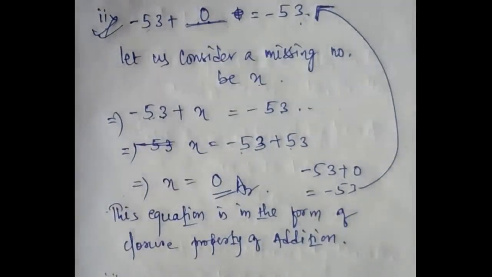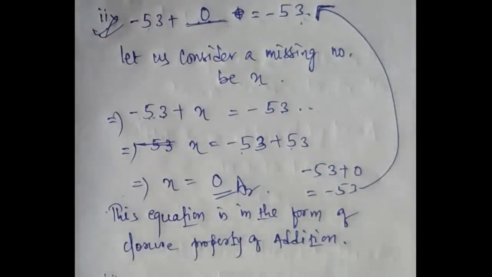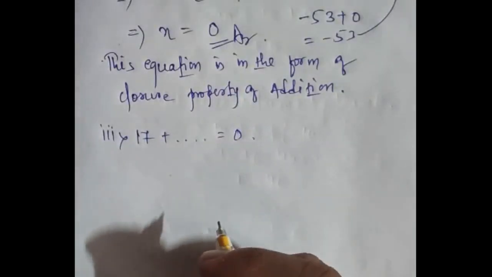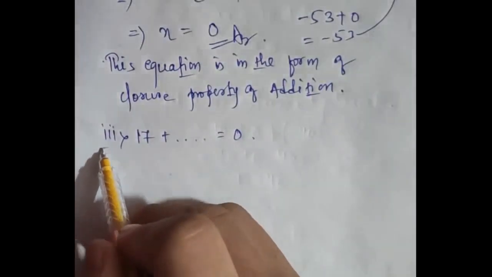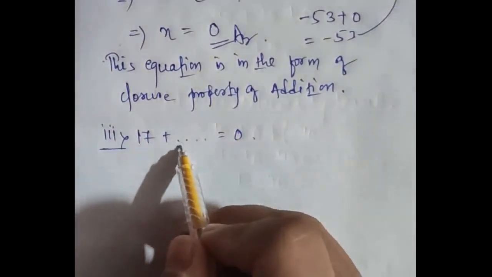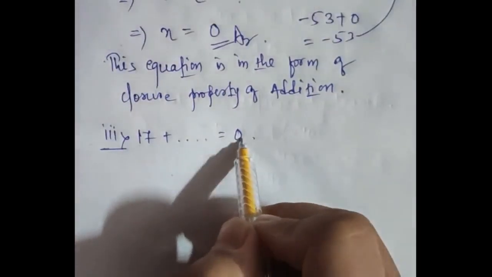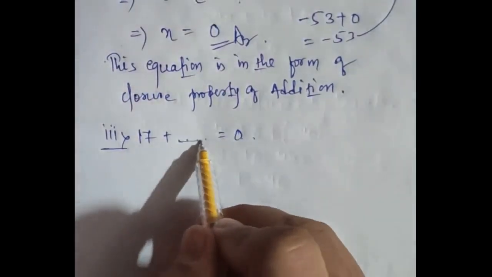So this equation is in the form of closure property of addition. I hope you have understood this. Similar type of question we have in question number 4. Number 3 is 17 plus, you have to fill in the blanks here, is equal to 0. You have to find this missing number.